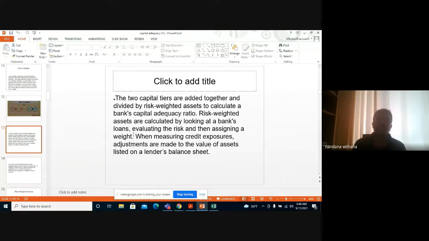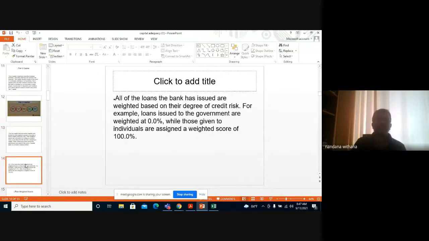When measuring credit exposure, adjustments are made to the value of assets listed on a lender's balance sheet. Certain credits are highly exposed, where the risk is extremely high, as I said about giving a loan without mortgage to develop software. And for certain others the risk is very low. When you give a loan against a fixed deposit, you find its risk is less. Now we are categorizing based on the risk. All of the loans the bank has issued are weighted based on their degree of credit risk.